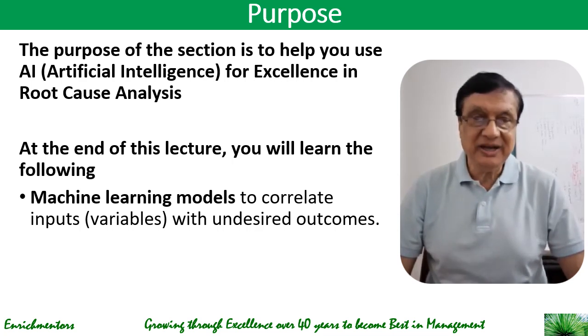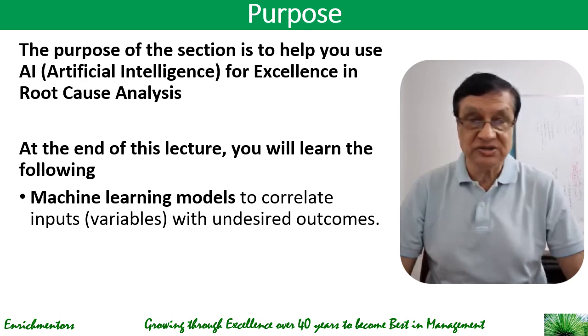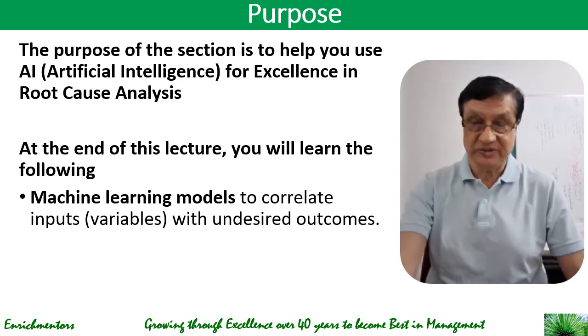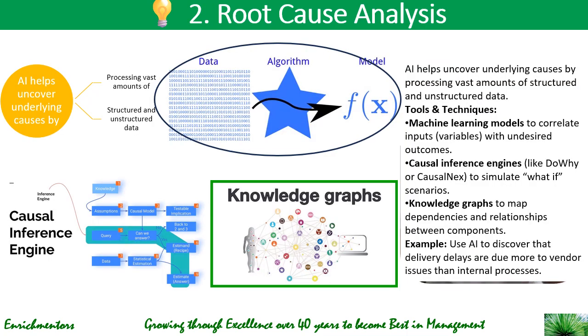And we will begin, in this lecture, with how you can use machine learning models to correlate inputs, which are the variables, for undesirable outcomes: independent variables, inputs, with dependent variables and undesired outcomes. So how do you think you can use machine learning models to correlate inputs with undesired outcomes? Any thoughts?